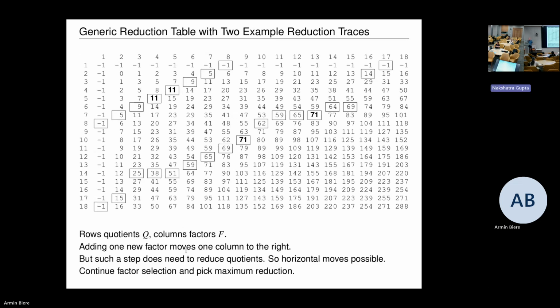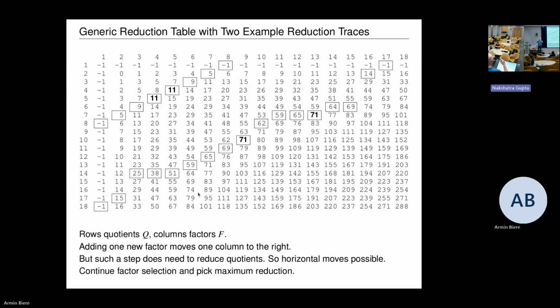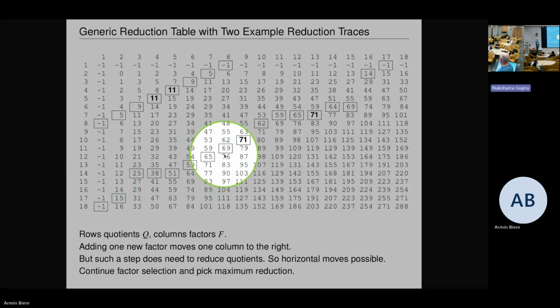I generated here the table for different Q and F values. And then I have here the trace we had for this at most one for the Sudoku, and here's just an artificial one. So this could happen: you always go one to the right, but actually you can stay there. For instance, you could have two and extend it by another factor with two. So this is why you have your horizontal moves too, but you always go to the right.